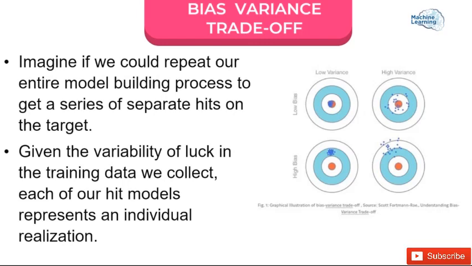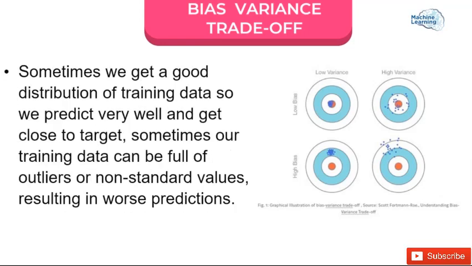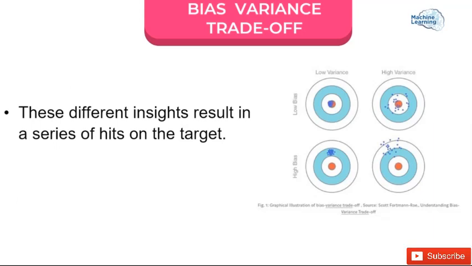So imagine if we could repeat our entire model building process to get a series of separate hits on the target. Given the variability of luck in the training data that we collect, each of our fit models represents an individual realization. Sometimes we get a good distribution of training data, so we predict very well and get close to the target. Sometimes our training data can be full of outliers or non-standard values, resulting in worse predictions. These different outcomes result in a series of hits on the target, where we're aiming for, let's say, low bias and low variance.